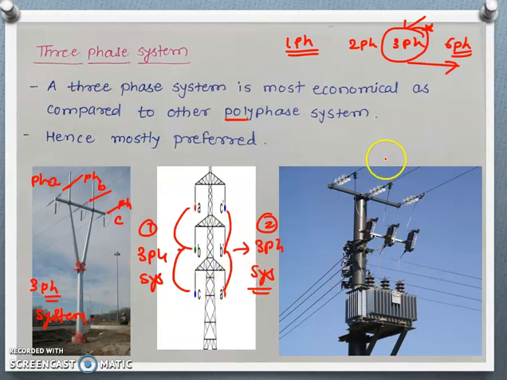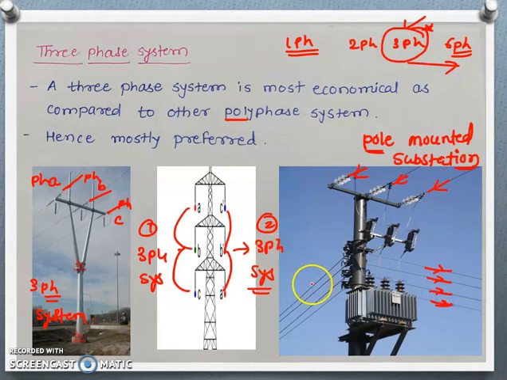And this type of structure is known as a pole mounted substation. This you can mostly see nearby your area only. This pole mounted substation has incoming wires. These are the incoming supply, and these are the outgoing supply, and this is the transformer. We will discuss this in the upcoming videos: what is meant by transformer and how it operates.